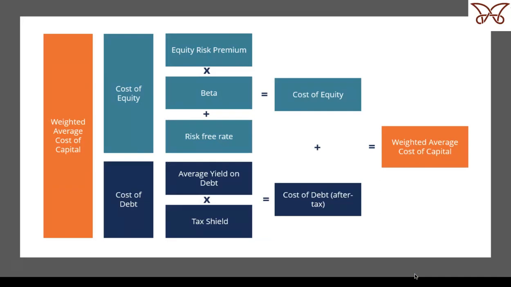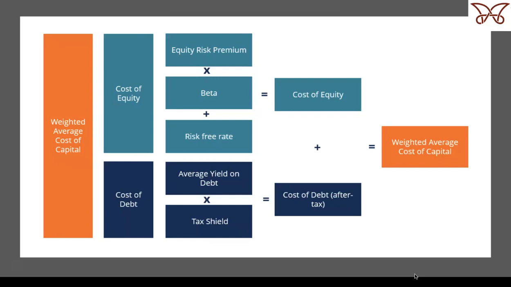This is a pictorial description of how WACC is calculated. It is used in financial modeling as the discount rate to calculate the net present value of a business. We have to separately calculate the cost of equity and the cost of debt. The cost of equity is calculated by taking the equity risk premium and multiplying it by the beta of the company and adding the risk-free rate to it. The risk-free rate is the yield on the 1-year U.S. Treasury note at the time.